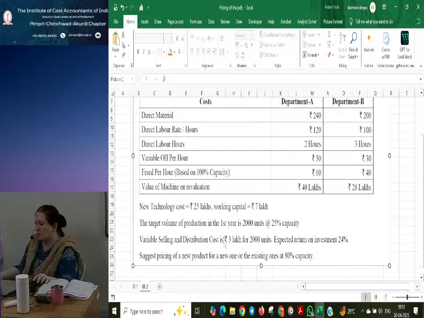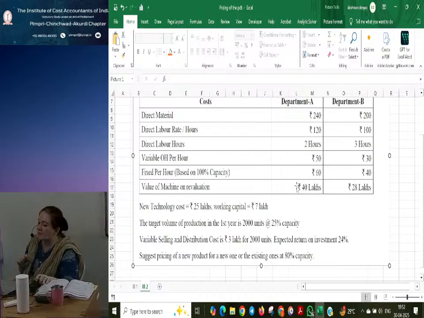1/4 is 2000. So the entire 100% is going to be 8000 units. Variable selling and distribution cost is rupees 3 lakhs for 2000 units. While we look at the variable cost, this variable selling and distribution cost should also be included. So per unit will be 3 lakhs divided by 2000, which is 150 rupees.